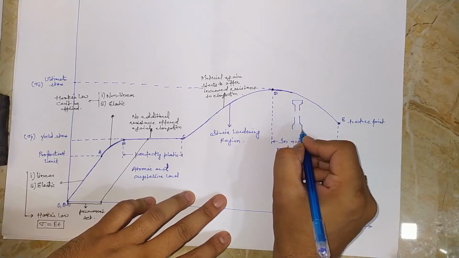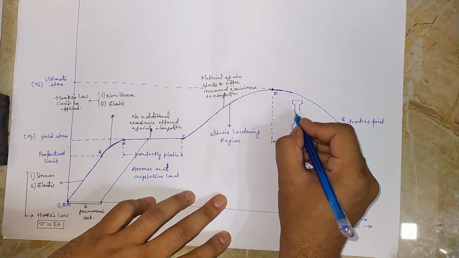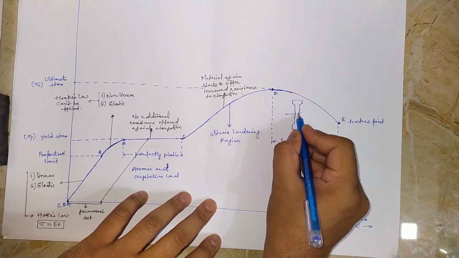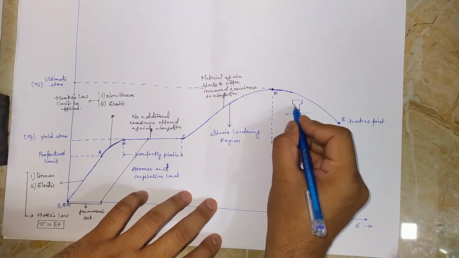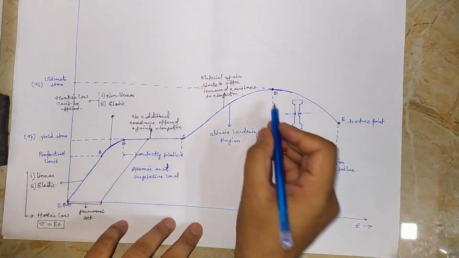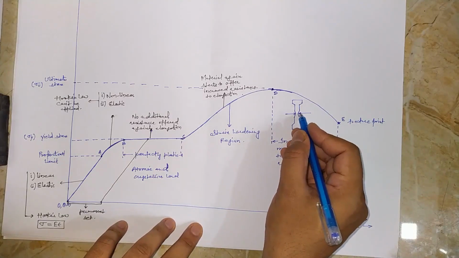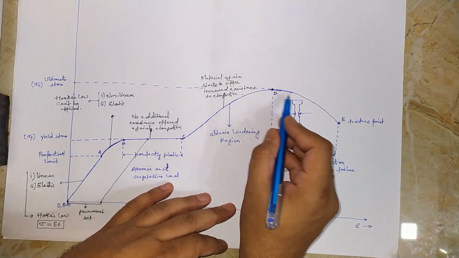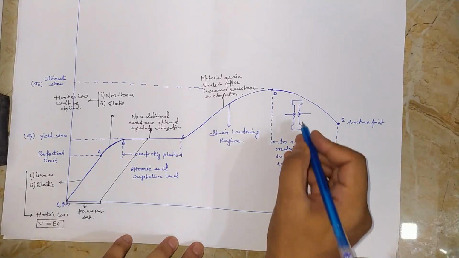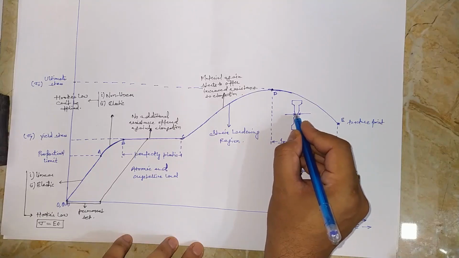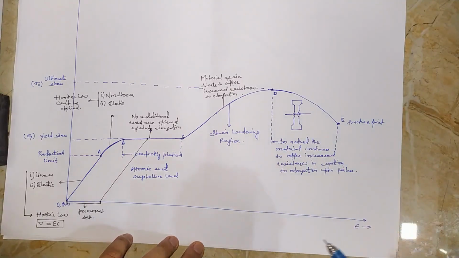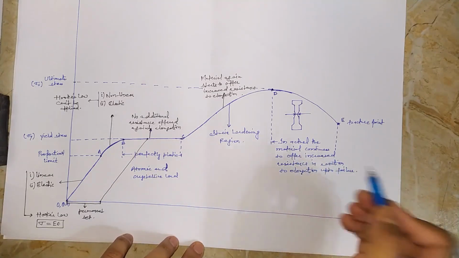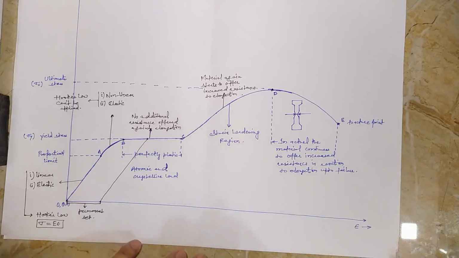See, this is our specimen, and locally the cross-section area decreases. Because of this decreased cross-section area, the specimen is not able to take that much load, and it goes on a negative curve. So here the decrease in resistance offered by the material can be attributed to the decrease in the cross-section area and not to the deterioration of mechanical properties. Actually, as I told, the material continues to offer increased resistance in reaction to elongation up to failure.